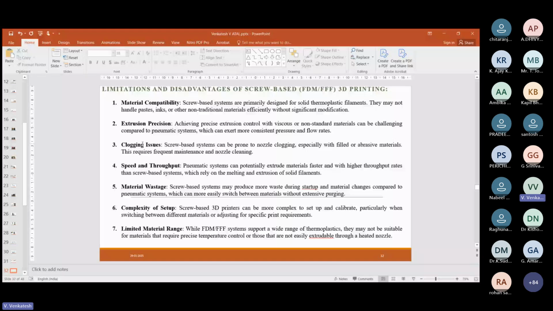And the sixth limitation is complexity of the setup. There are so many moving components, and it's quite difficult to control. At the same time, the proposed technologies were not in a position to print complex and multi-material products. And the last limitation which I identified is limited material range. I mean, only a few materials could be used in the technologies published by different researchers.